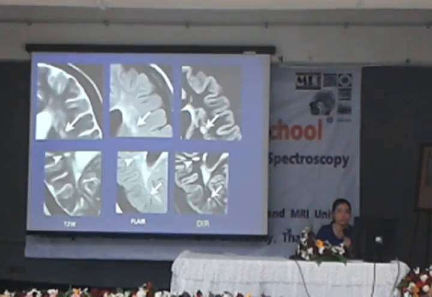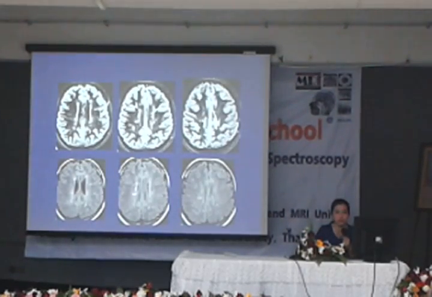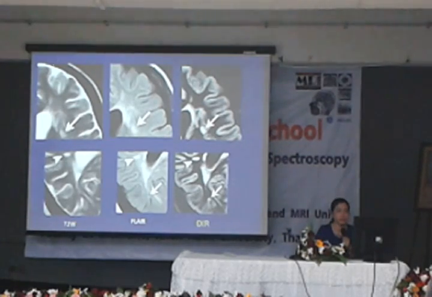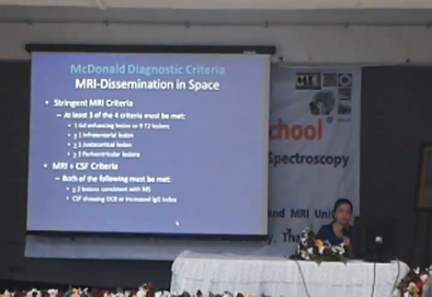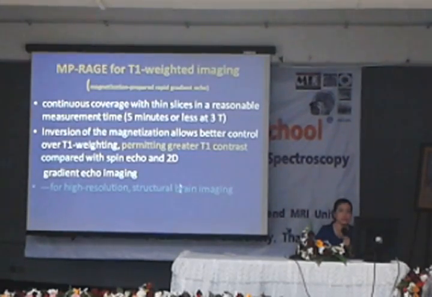Go back to the double IR. It's very useful to detect small regions at the subcortical gray matter or even the cortical region. If we compare T2-weighted, FLAIR, and double IR, we can see that double IR can detect small regions at the subcortical gray matter. That's for multiple sclerosis.